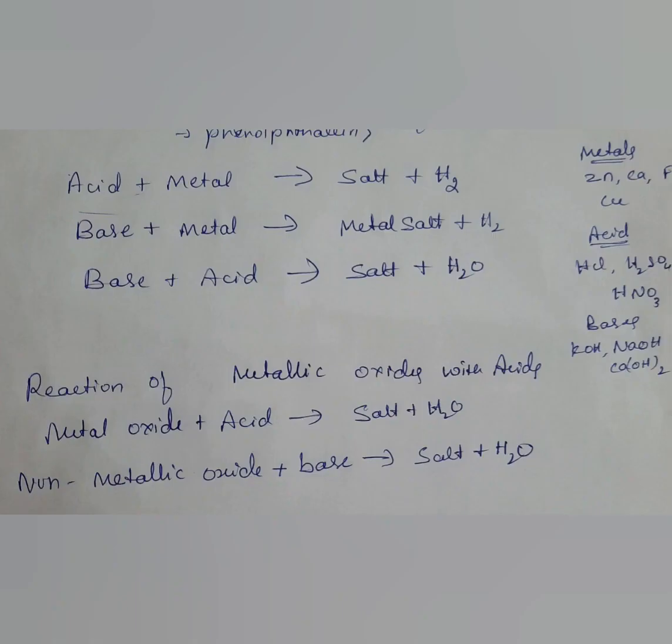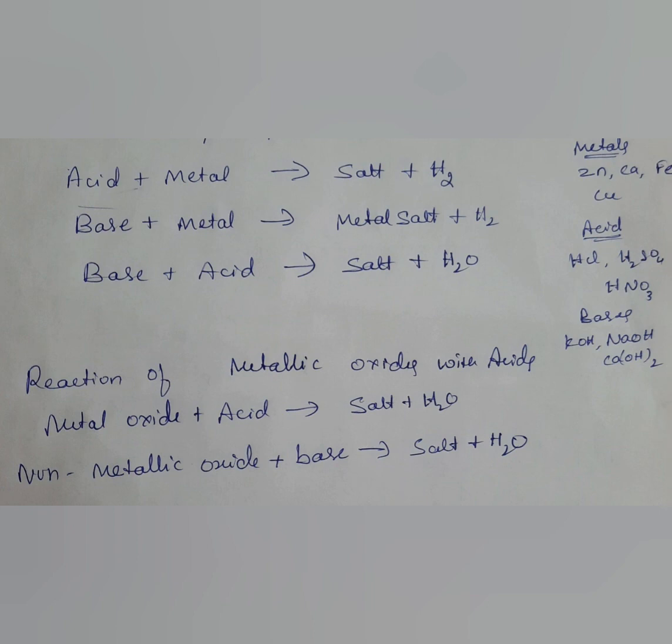Now let us see how acids and bases react with metals and non-metals. Acid reacts with metals to form salt and release hydrogen gas. The base reacts with metal and results in the formation of metal salt with the release of hydrogen gas. When acid and base combine together, they form salt and water. This is known as neutralization.